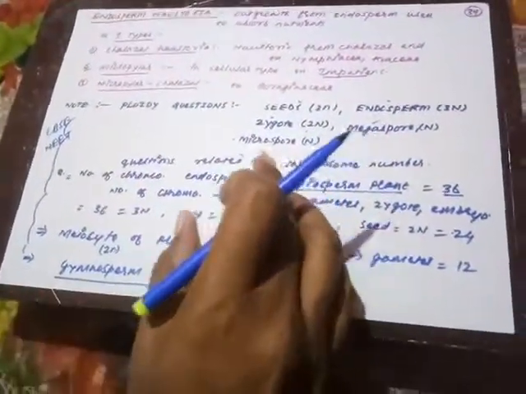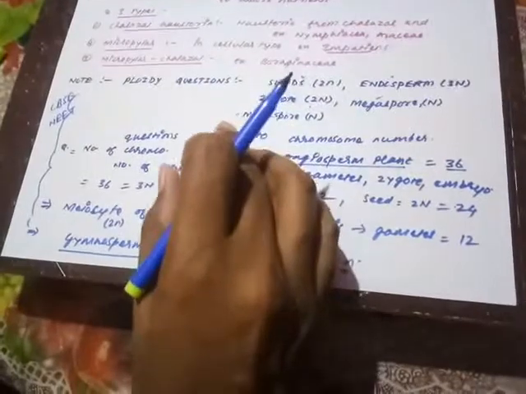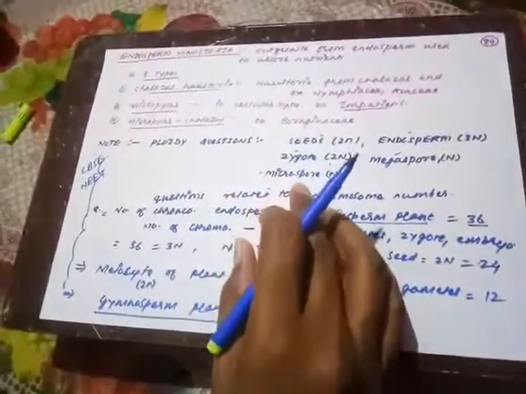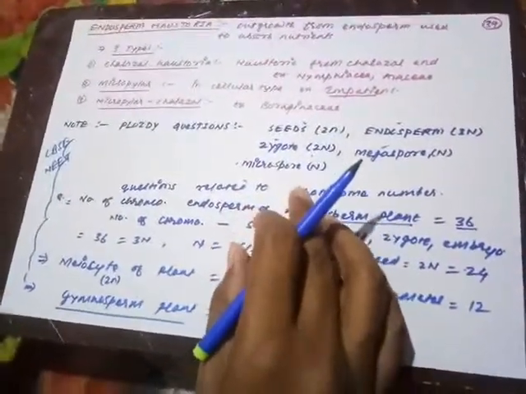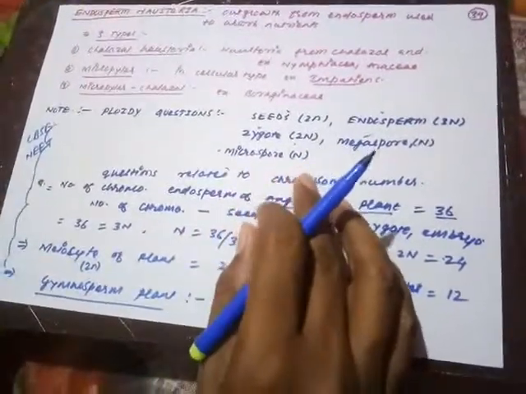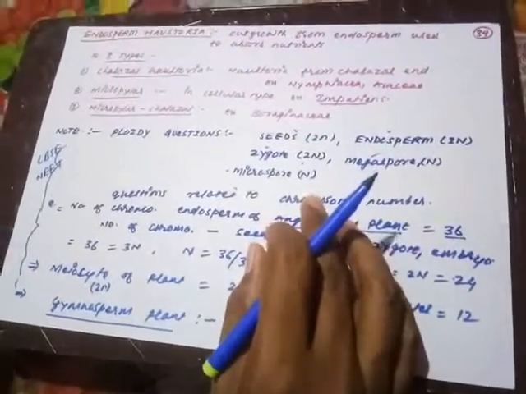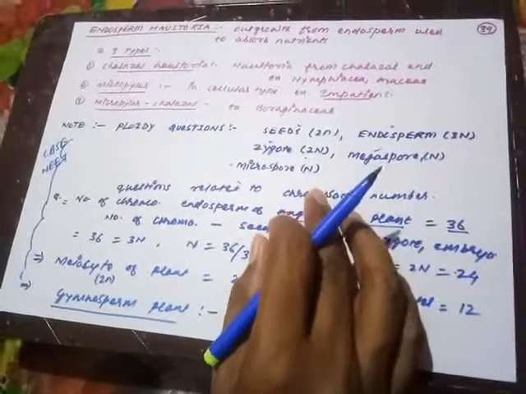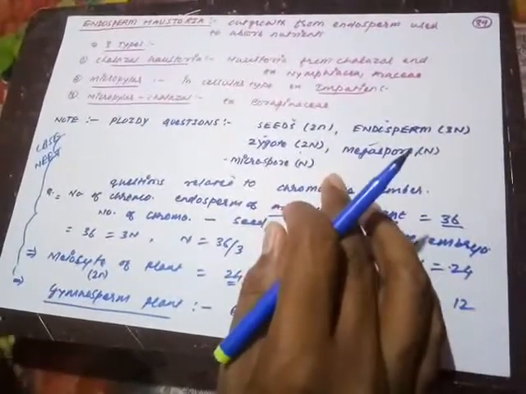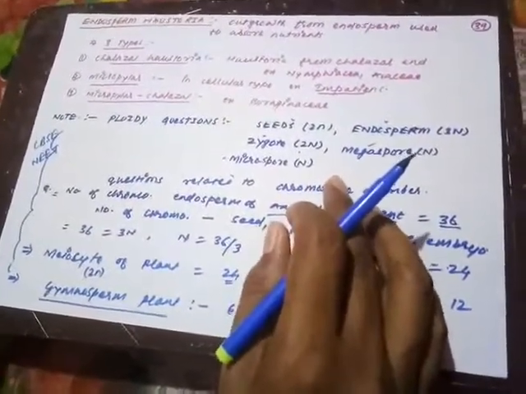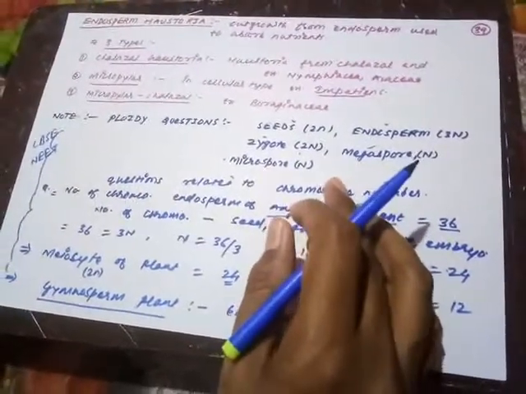Now we have completed the endosperm development, and we have completed the first phase of post fertilization change. The first phase of post fertilization change is the endosperm development. The second phase is the embryonic development, which we will discuss in the next lecture. Till then, thank you.